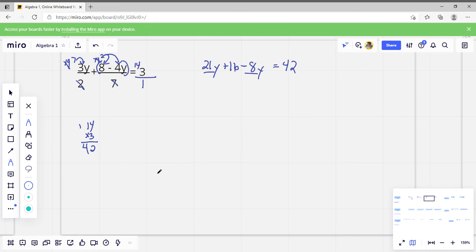We'll put these together. 21 minus 8. Let's see, 8, 9, 10, 11, 13. Now I need to subtract 16.